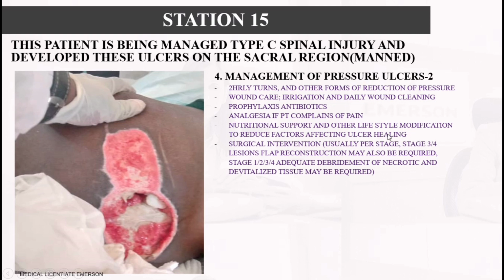You can also do a surgical intervention, usually per stage, and for stage 3 or 4 lesions flap reconstruction may also be required. You can also do adequate debridement of necrotic and devitalized tissue, which can be necessary. So debridement can be necessary in all of these stages, to be specific.